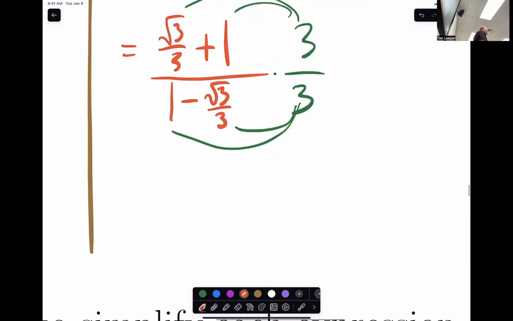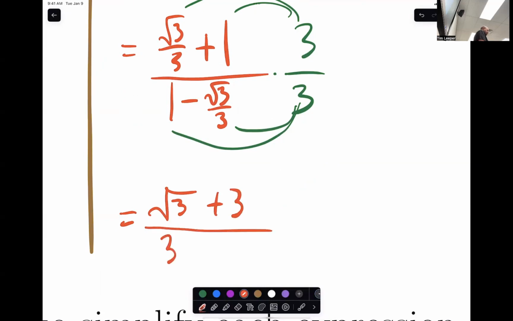What does that do for me? Well, that gives me square root of 3 because the 3's cancel each other. Plus 3 all over, in the denominator, 3 minus square root of 3. See how much easier that's going to be to work with? Because you're no longer working with all those fractions. What y'all were doing was not wrong. It was just harder. And y'all know me. I'm all about doing things the easy way, right? Oh, yeah. Don't answer that.